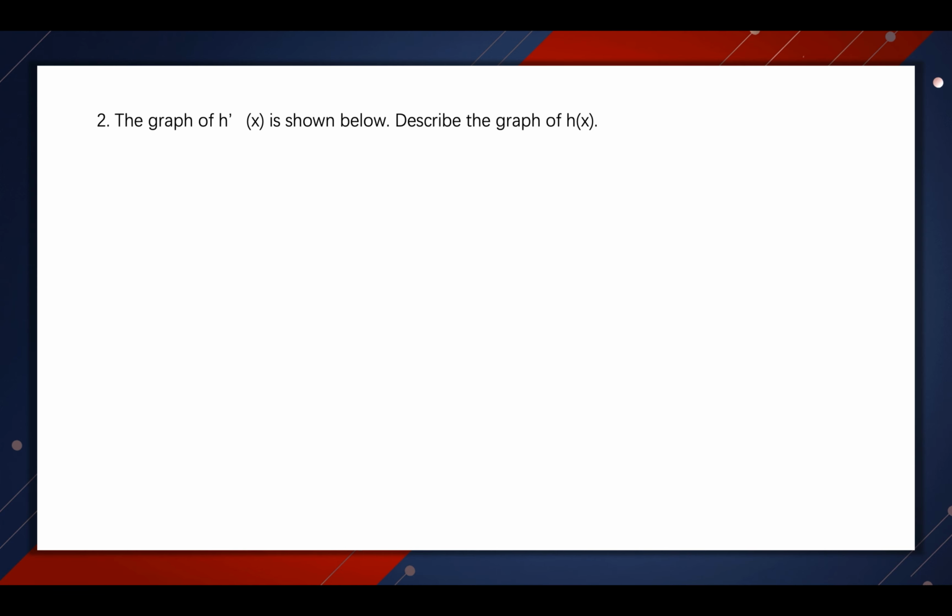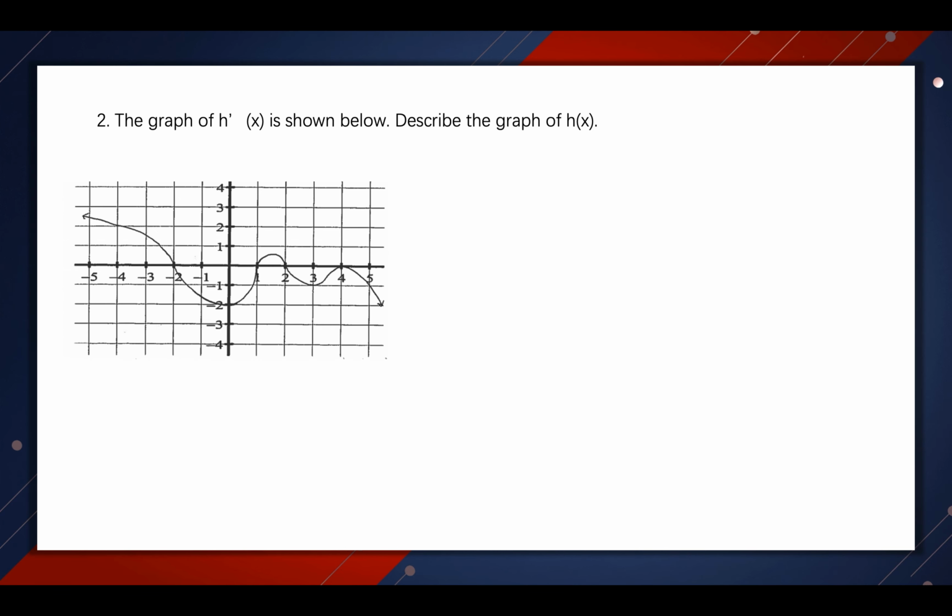The second example. The graph of h prime of x is shown below. Describe the graph of h of x. And this is the graph of h prime of x. So the critical points are when the curve crosses the x-axis. Obviously from the diagram, we can see that it is when x equals negative 2, x equals 1, x equals 2, and x equals 4.